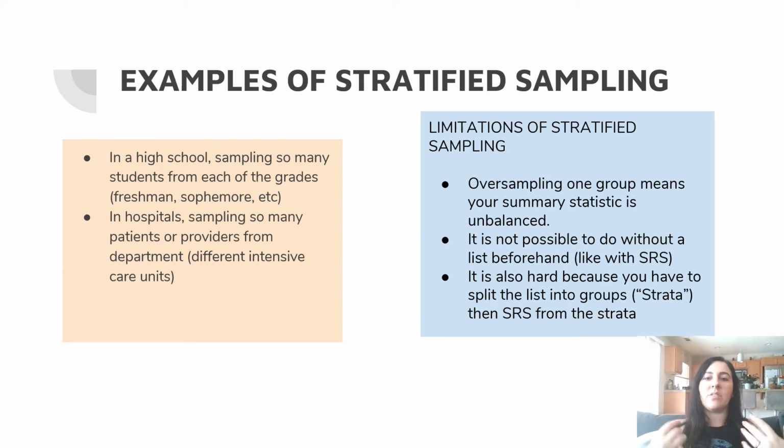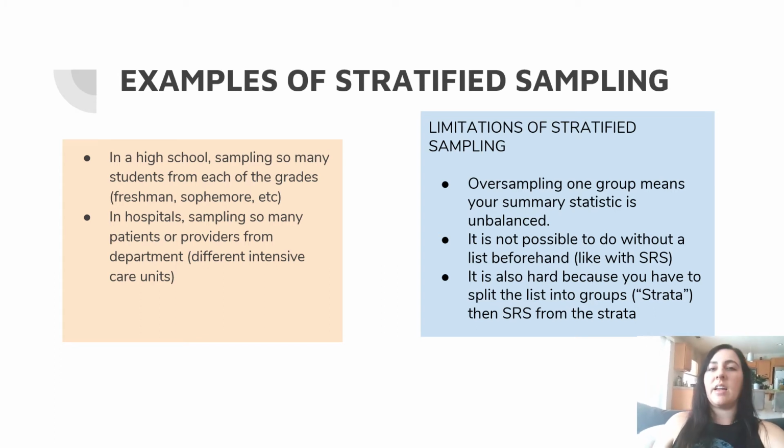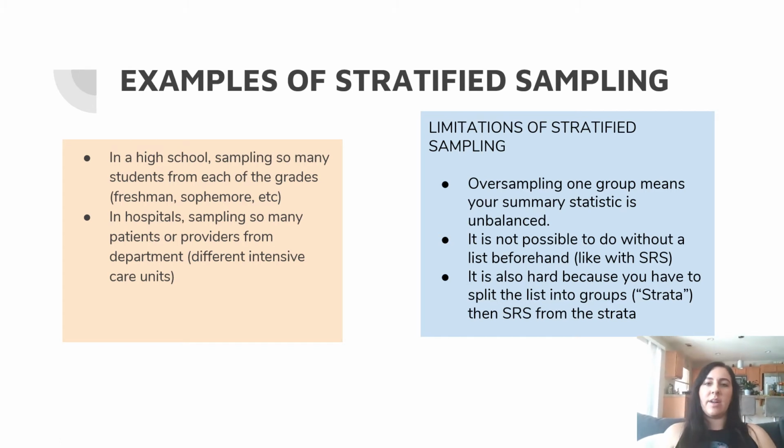Okay, so here are some examples of stratified sampling, and then let's look at some of the limitations of stratified sampling. So some examples could be, let's say you wanted to get a good study with high school students, and you wanted to make sure you're getting a good representation of each of the different grades, right? Freshman, sophomore, junior, senior. You want to make sure you have enough of them in there.